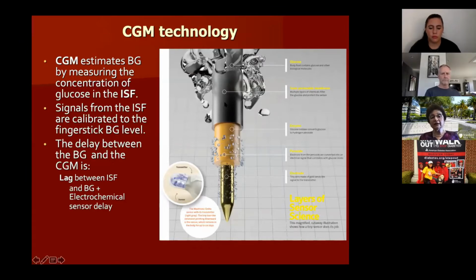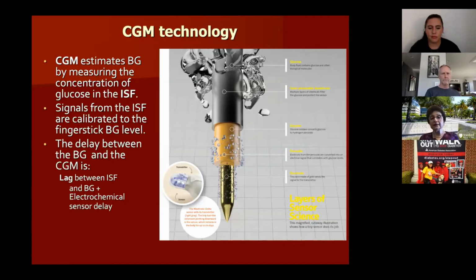This is the little tiny sensor that you put underneath the skin. This is how it looks on a cross section. So this is a blown up picture, obviously. It's a very tiny sensor that you wear. But just to emphasize, it does estimate the interstitial fluid, right? So it's not the sugar in the blood.